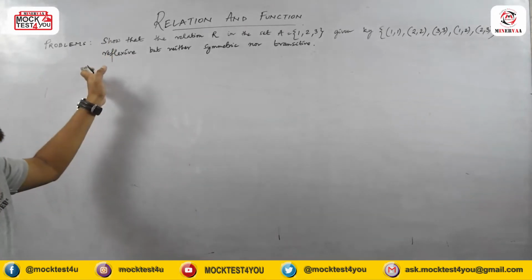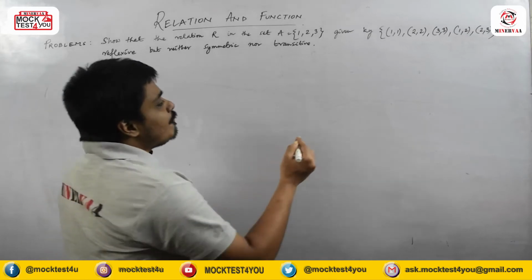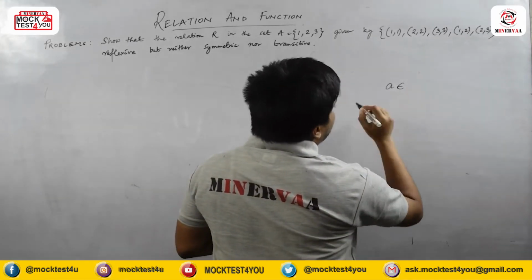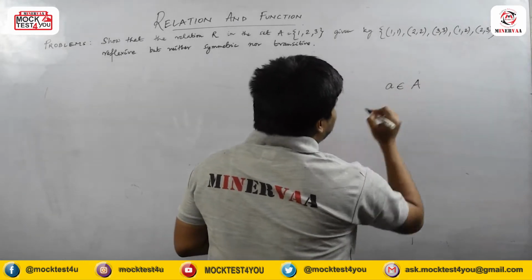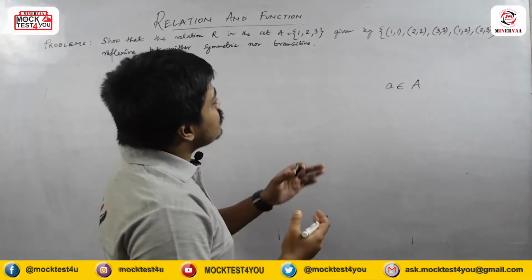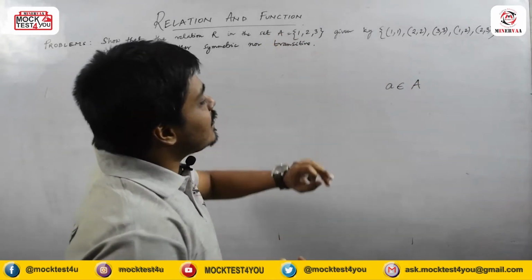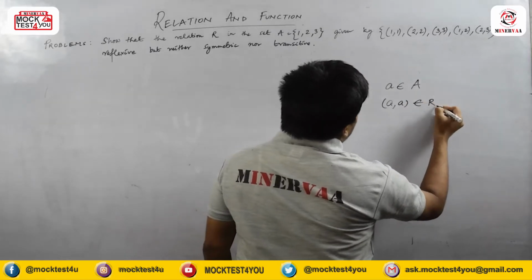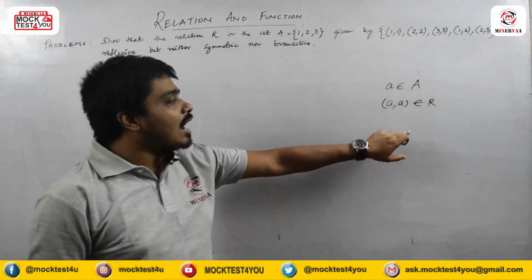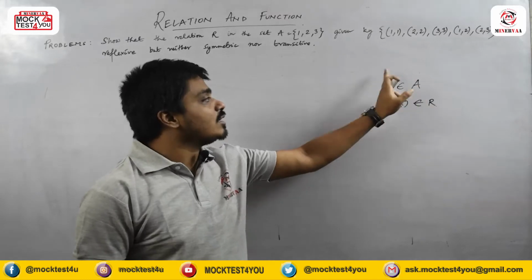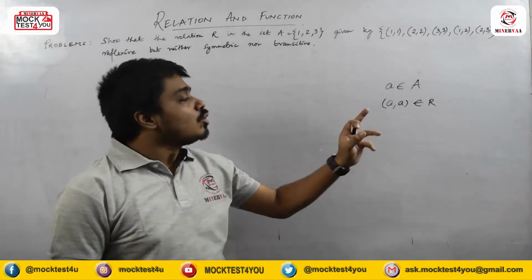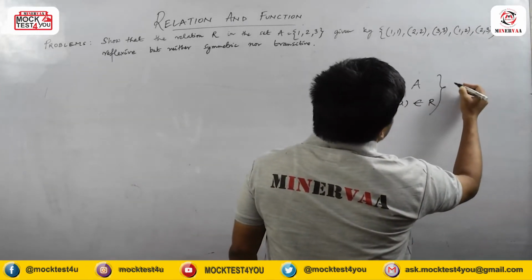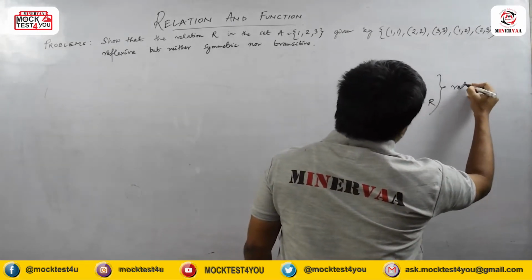So what was reflexive? If I have an element a which is an element of a set A, and I have a relation R in the set A, then (a, a) has to be an element of R. R is nothing but the relation among the elements of set A. So (a, a) has to be an element of R. Then we can say that the relation is reflexive.